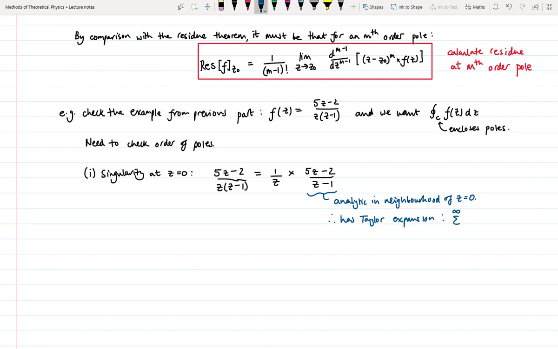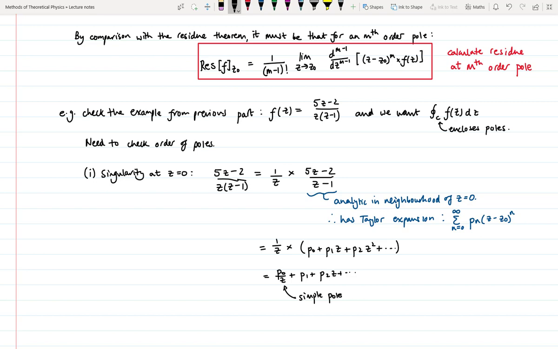We can write it as the sum from n equals 0 to infinity of some coefficients and then non-negative powers of z minus z0. Substituting this in, we have 1 over z, and then the first couple of terms are p0 plus p1z plus p2z squared, and so on. And this gives p0 over z plus p1 plus p2z, and so on. We can easily spot that this is therefore a simple pole, because the lowest negative power is z to the minus 1 in our expansion.